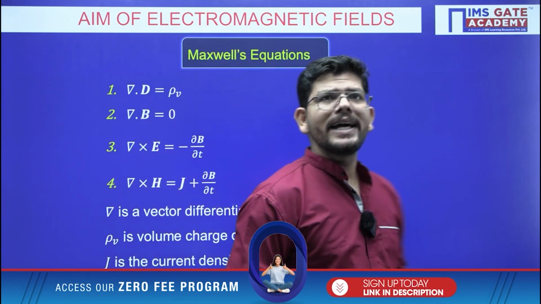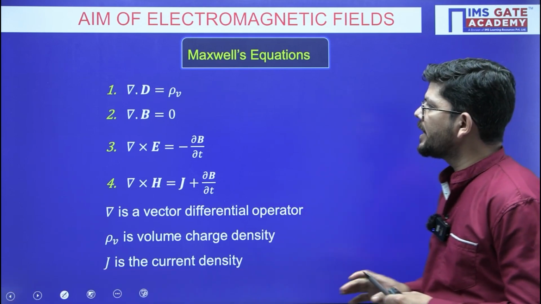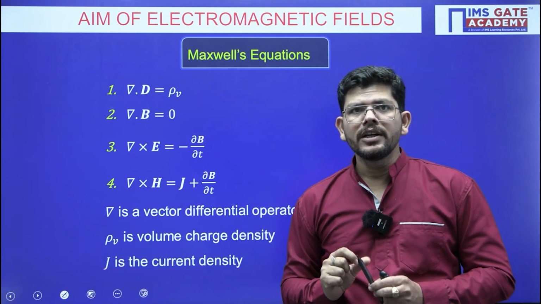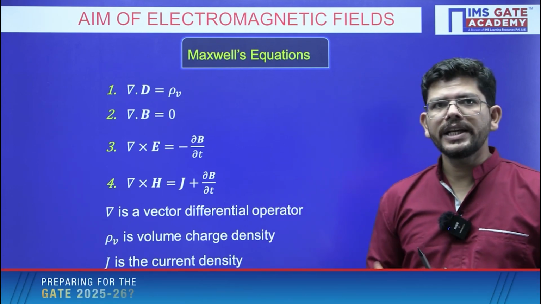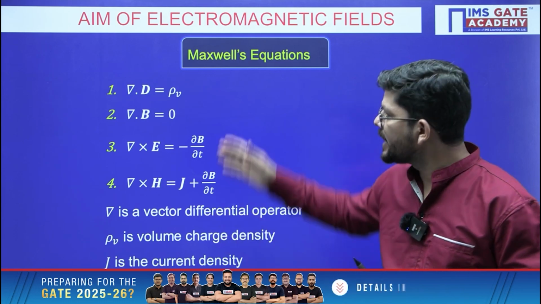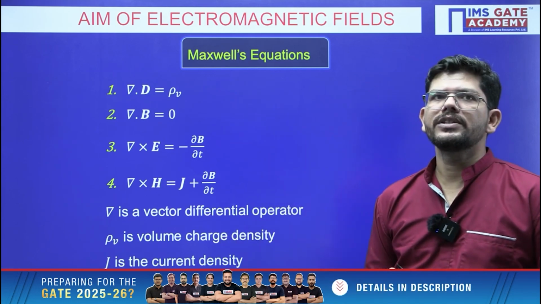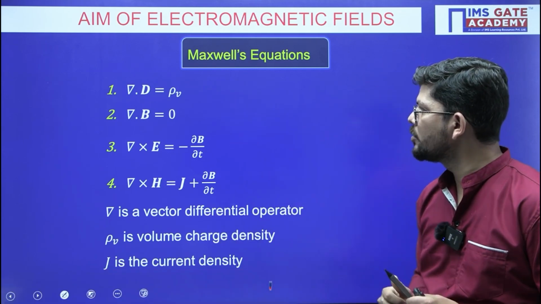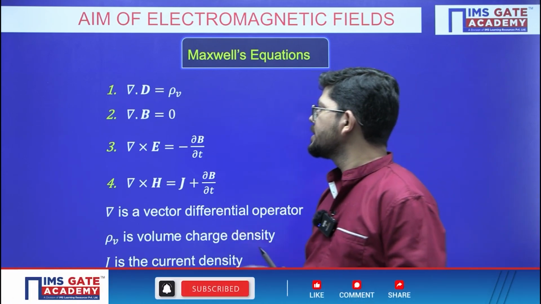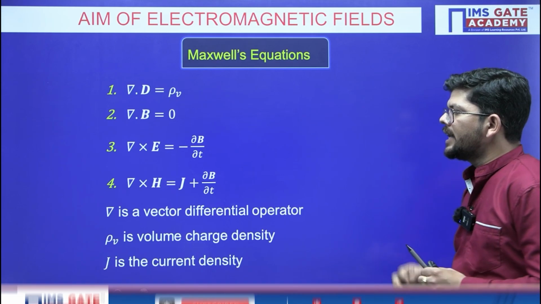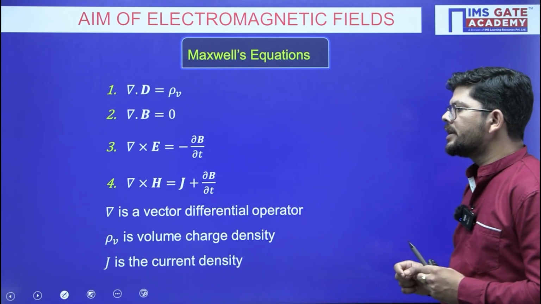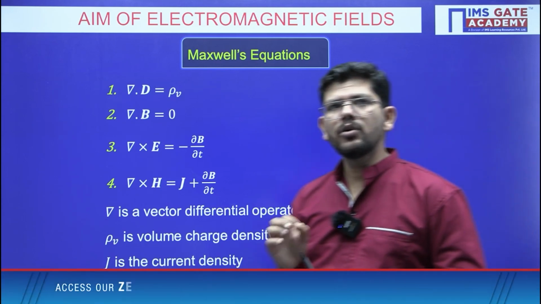What we will be doing here in electromagnetics is, first of all, we will try to derive these 4 Maxwell equations. So the purpose of the topics of electrostatics, magnetostatics and time varying fields is to derive these 4 Maxwell equations. The first one is del dot D equals rho v, the second one is del dot B equals 0, the third one is del cross E equals minus dB by dt, and the fourth one is del cross H equals J plus dD by dt. These are the 4 equations known as Maxwell equations.